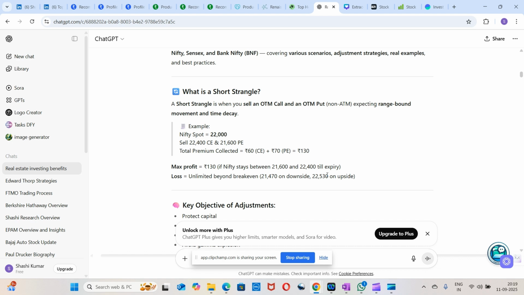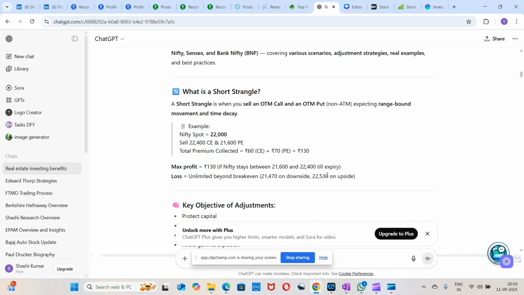You will gain if the market stays within 21,600 and 22,400 till expiry. And that could be a weekly expiry or a monthly expiry. If it's Bank Nifty, it would be a monthly expiry. If it's Nifty and Sensex, it would be a weekly expiry as well as a monthly expiry. Generally, positional trades are taken on a monthly expiry because you get a larger width.